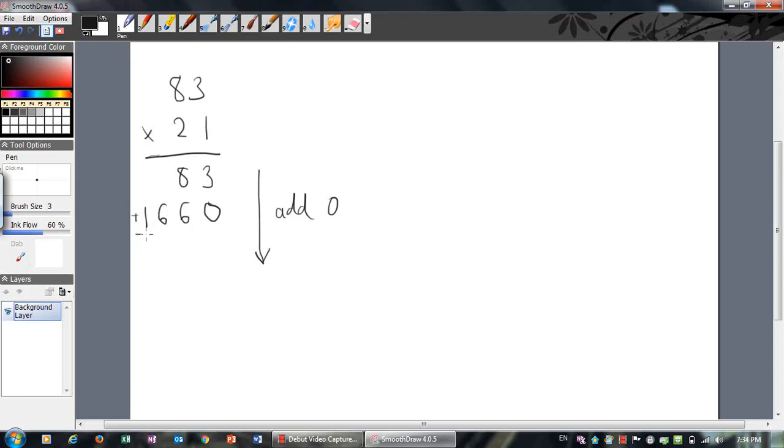Now that we've got that, we need to add those two together to get the grand total. 3 plus 0 is 3. 8 plus 6 is 14. 1 plus 6 is 7, and 1 on its own. The answer is 1743. Okay, I'll just do one more.